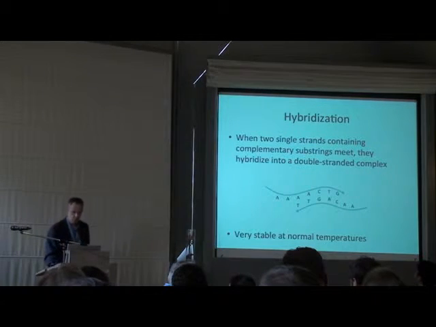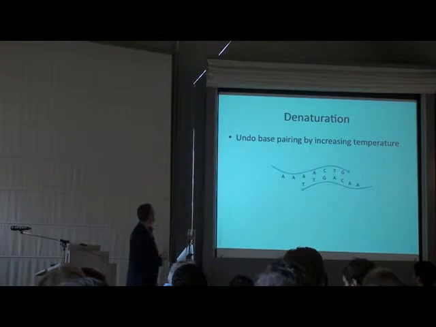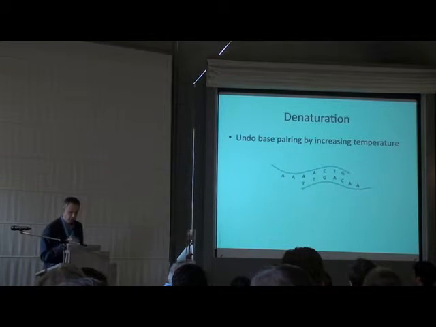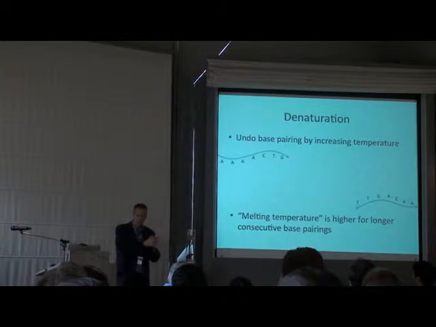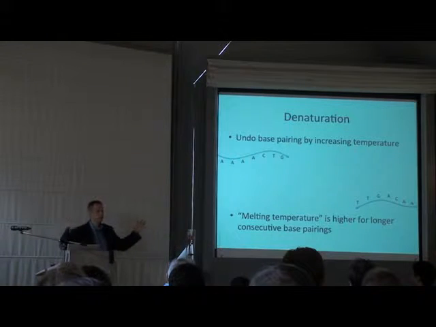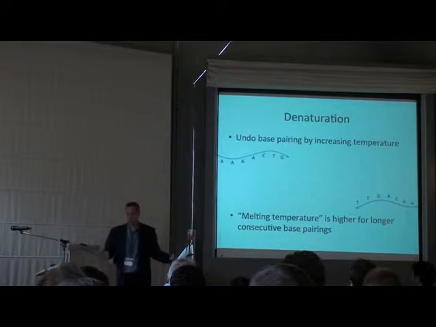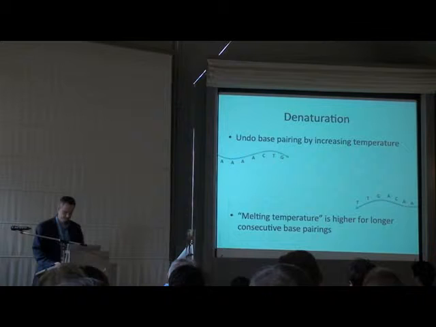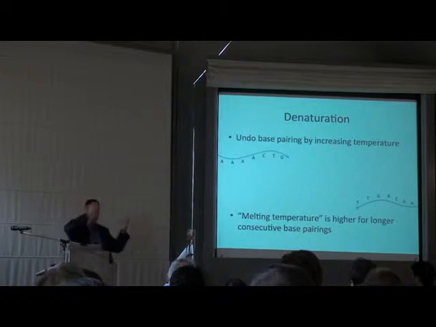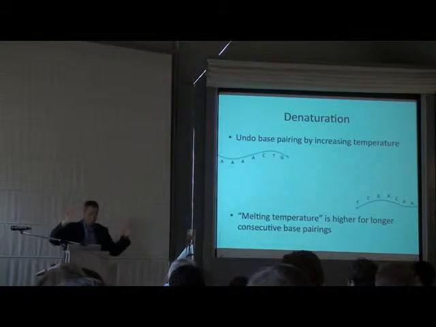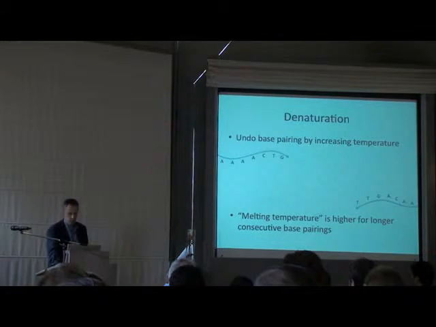So that means that you can always break this bond, and this is called denaturation. You can undo hybridization by increasing the temperature. When you increase the temperature, the molecules will shake vigorously and these bonds will break. The longer the strings are where the base pairing is taking place, the more stable this bond is and the more it will take to break it. And the temperature that you need to break a complementary string depends really on this sequence. It is called the melting temperature of this sequence. So you see there are some subtle things that you have to take into account.